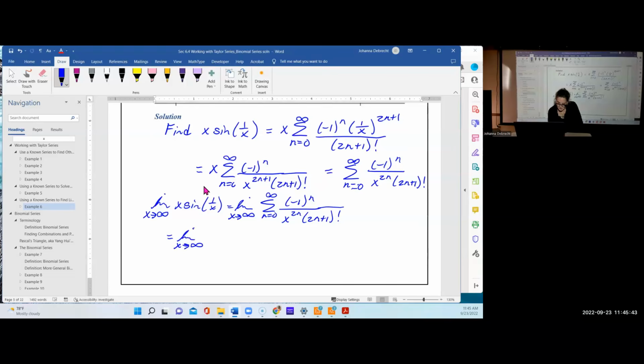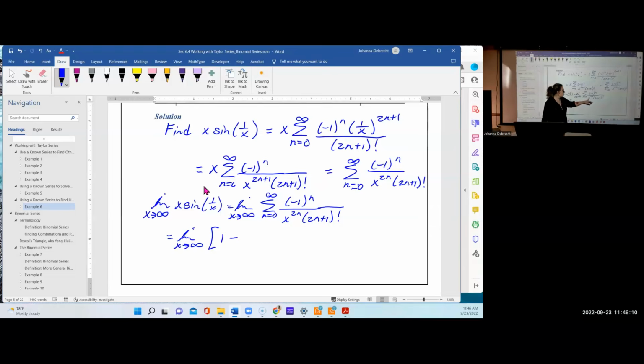Usually you don't have to expand it too far to see what's happening. When n is 0, -1 to the 0 will give us a +1. So it's going to alternate signs, but it's going to start positive. x to the 2 times 0 is x to the 0, which is 1. 2 times 0 is 0 plus 1 is 1 factorial, which is 1. So it looks like the first term we're going to get here is a 1. Then it's going to alternate signs. The next one will be negative.